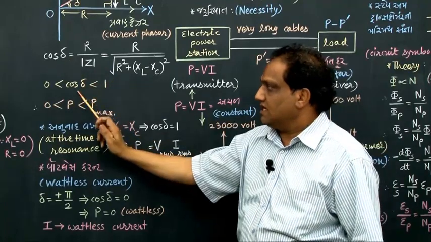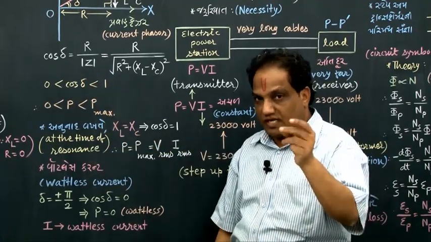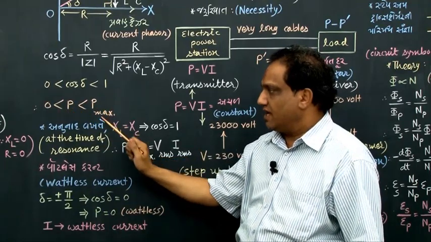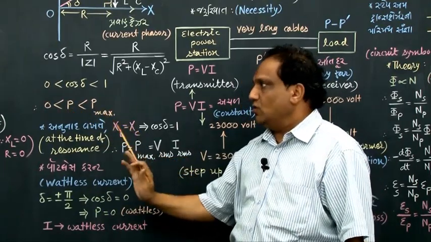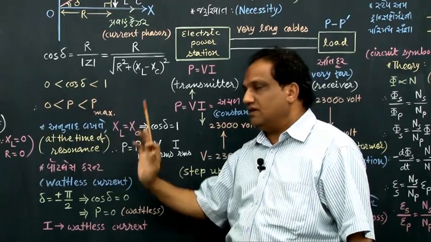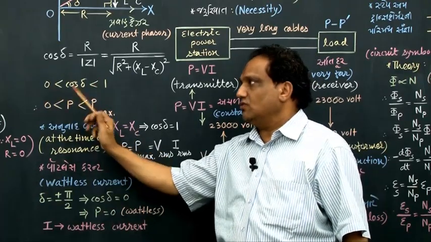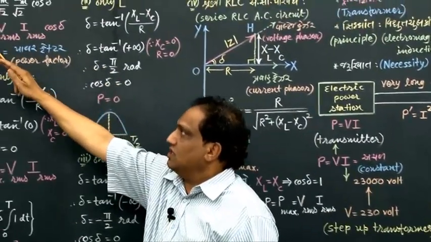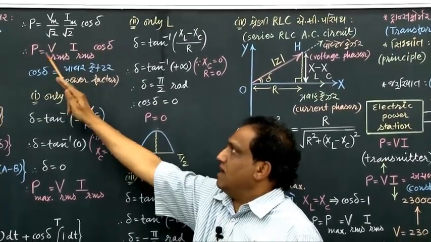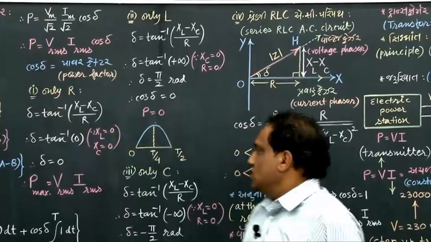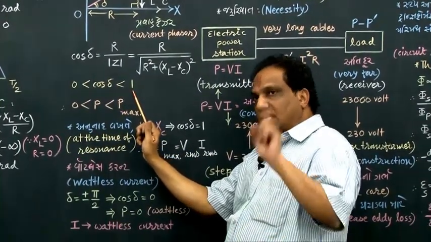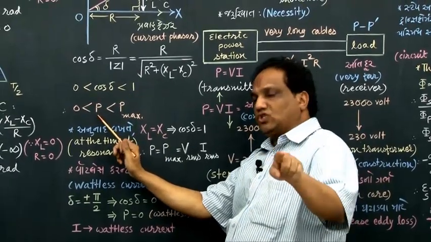If cos delta is less than 1, then power consumed will be less than maximum power. No doubt, cos delta value is less than 1, but certainly greater than 0. When cos delta is 0, power is 0. When cos delta is 1, power is P maximum. So, at present value of cos delta is between 0 and 1, that is why power consumed is also between 0 and maximum.